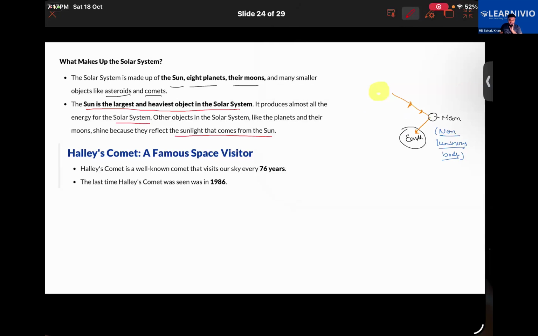Now we are going to take a special look at a very famous comet called Halley's Comet. It's a famous space visitor. This comet is a well-known comet that visits our sky every 76 years.